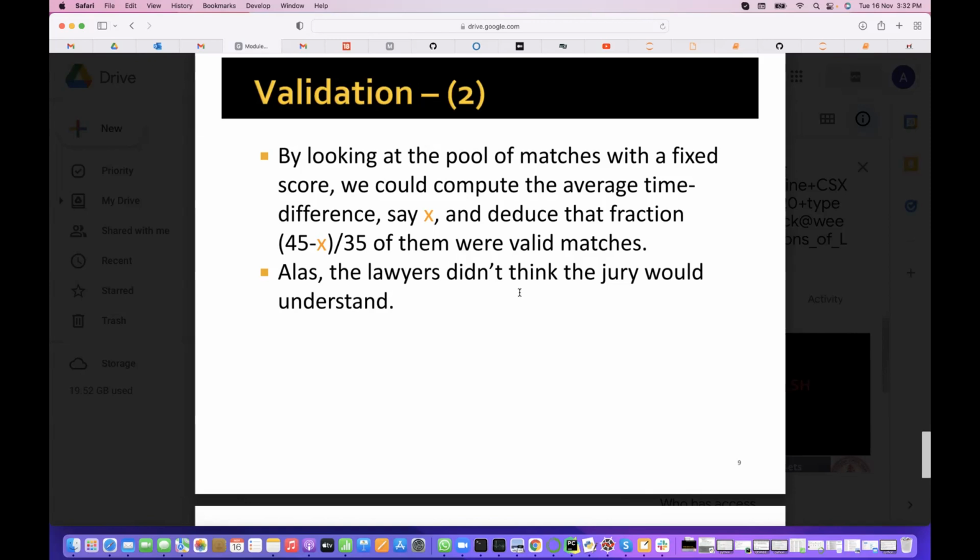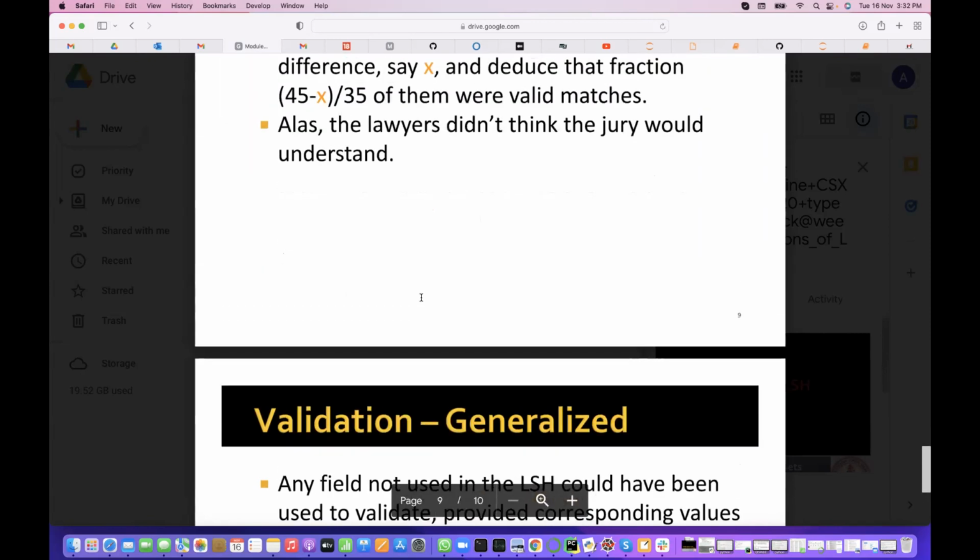So lastly, the lawyers didn't think the jury would understand. Say all this happened. When it goes to court, all these probabilities, statistics, locality sensitive hashing, all those things, the judges might not have understood, right? That is what he's making a joke about here.